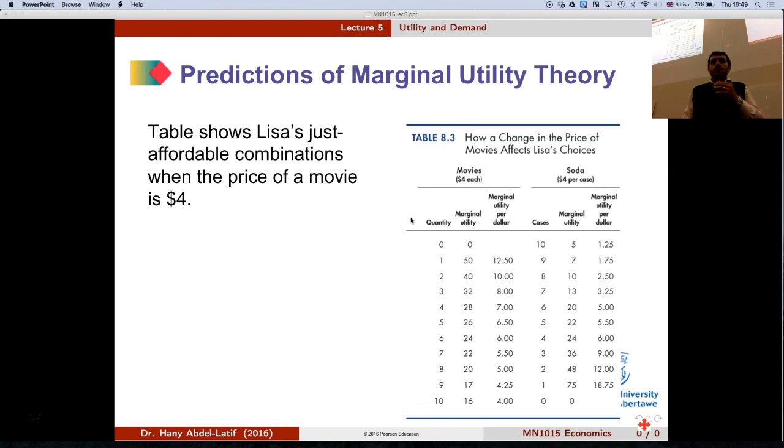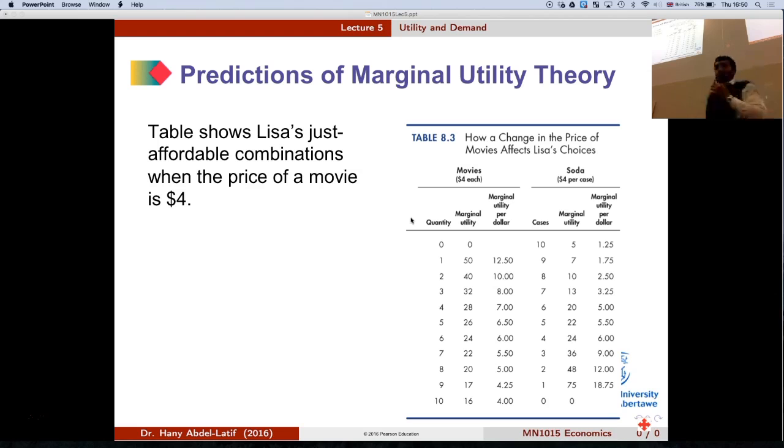Just a second. Yeah, it's easier to see this here. So now let's say, remember, the price of movie was £8. Now the price is 4. So the price dropped from 8 to 4. So what we have here are the same combinations, the same quantities from 0 to 10 for movies and soda, and we also have the new marginal utility per dollar. So you see this one is divided now, 50 divided by 4. So the marginal utility per dollar now changed.